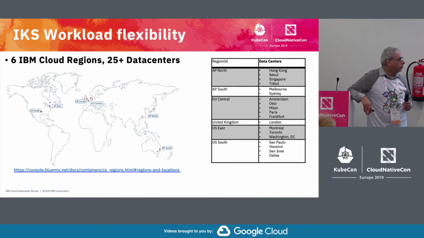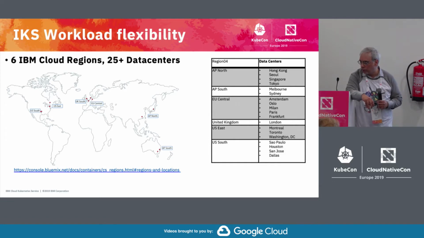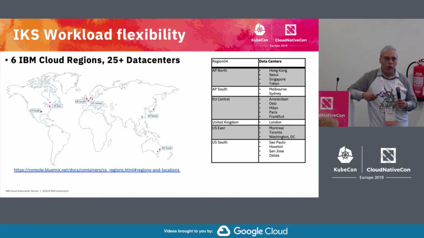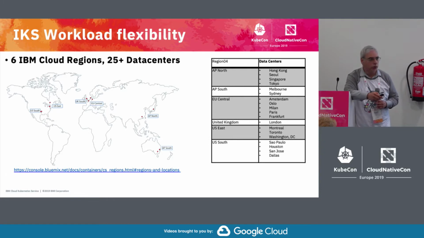And you can see, in North America, Europe, and South America, and so on, we have regional data centers to support the IKS. So that gives you workload flexibility. If you're an enterprise company and you have local data privacy requirements, like GDPR, then you can locate your cluster where your applications or where your users are.